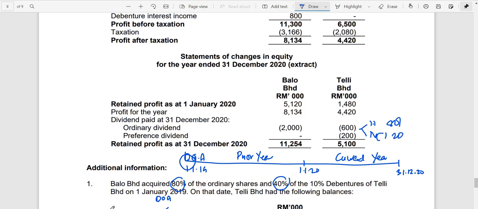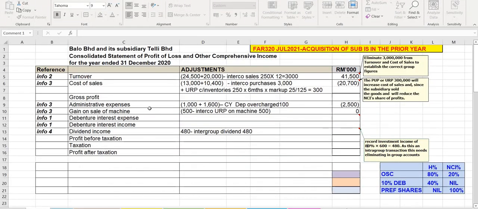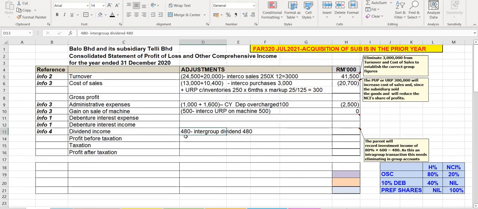The one that belongs to the NCI is 20%. So parent will have a share of 80%. So that will be first recorded. Here, 480. How do you get 480? It would be 600 times 80%. That would be 480, but that must be fully eliminated since all 480 are intragroup dividends.